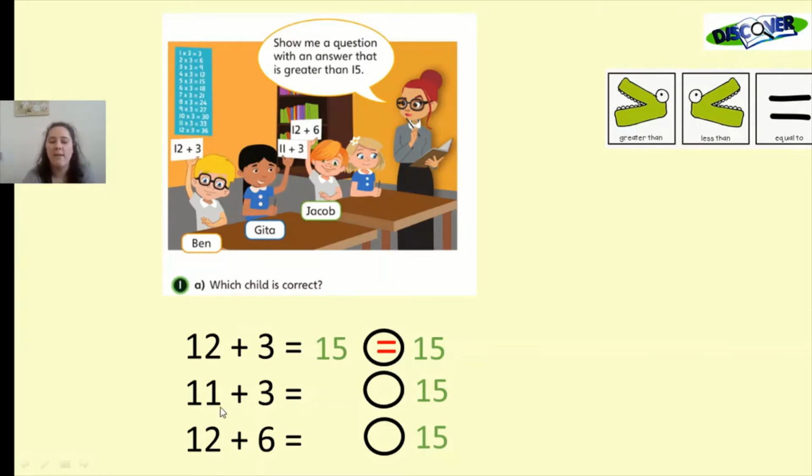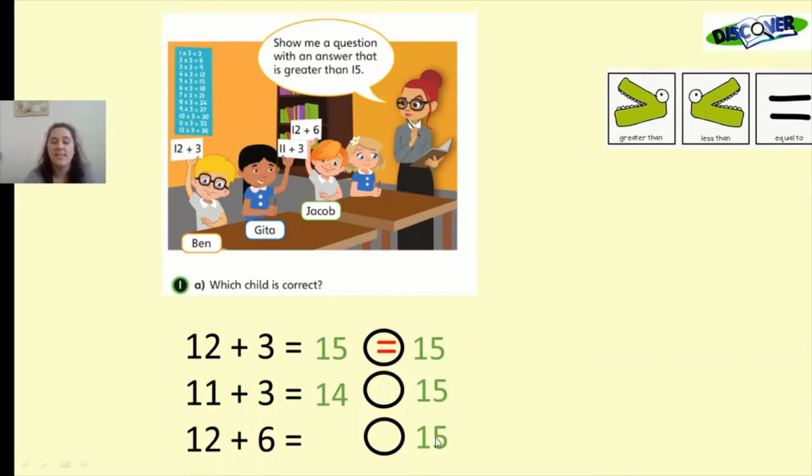Geeta said 11 plus 3. So let's do that again. Here we can put 11 in our head and 3 on our fingers to work out the answer. So 11, 12, 13, 14. The answer is 14.